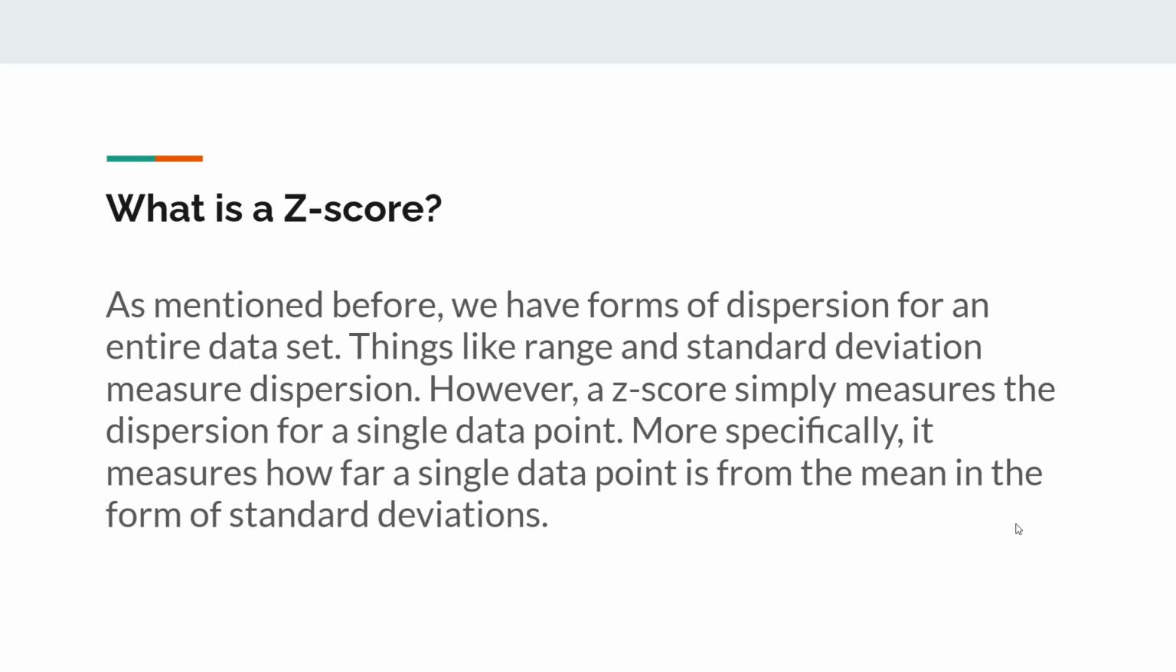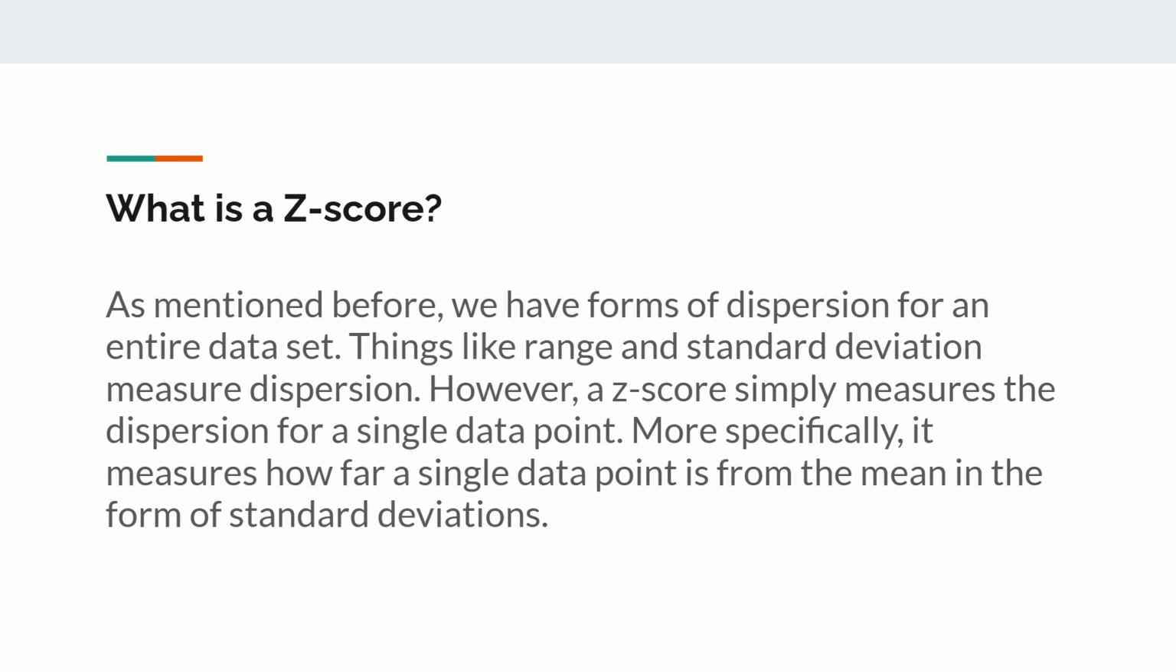So, simply put, defining it without defining it mathematically, a z-score is just a measure of dispersion for a single data point. It measures how far the data point is from the mean. More specifically, it measures how far a single data point is from the mean in terms of standard deviations.